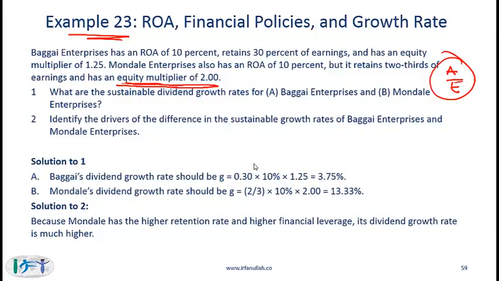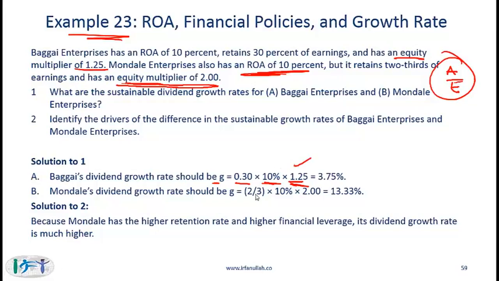So you are given the numbers and you come up with the growth rate based on the retention ratio, and then 10% times 1.25 for the first company. What is going on here? Remember, one way of using DuPont is to multiply the return on assets by the leverage. So the equity multiplier of 1.25 is the leverage. So that's what we've done here.